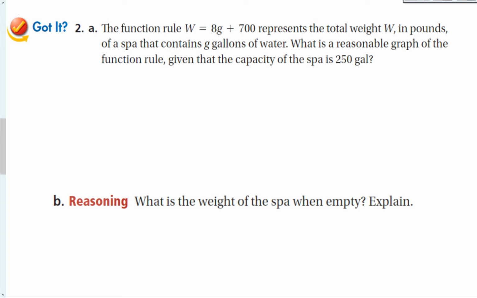Okay, when there's no gallons of water, the weight of the spa will be 700 pounds, and when we fill it up to 250 gallons, it will be 2,700 pounds. So going up by 500 would cover off the whole range of the thing. That's what I said. The weight at 0: if g is equal to 0, then the weight is equal to 700, because we plug 0 in there, we get 700.